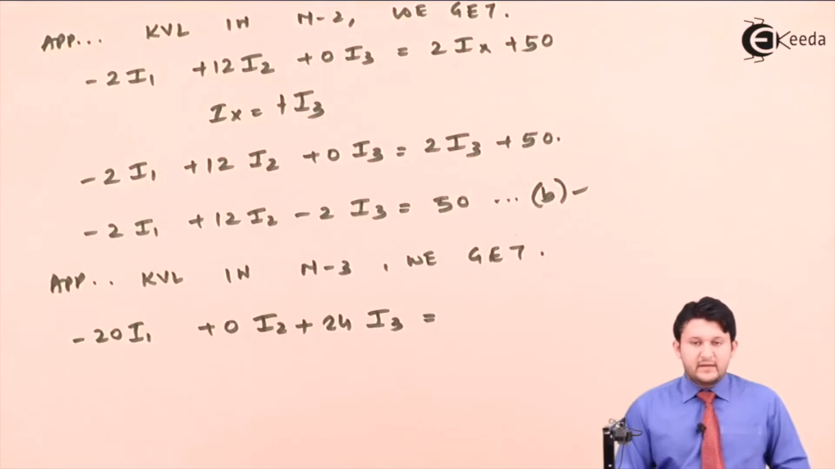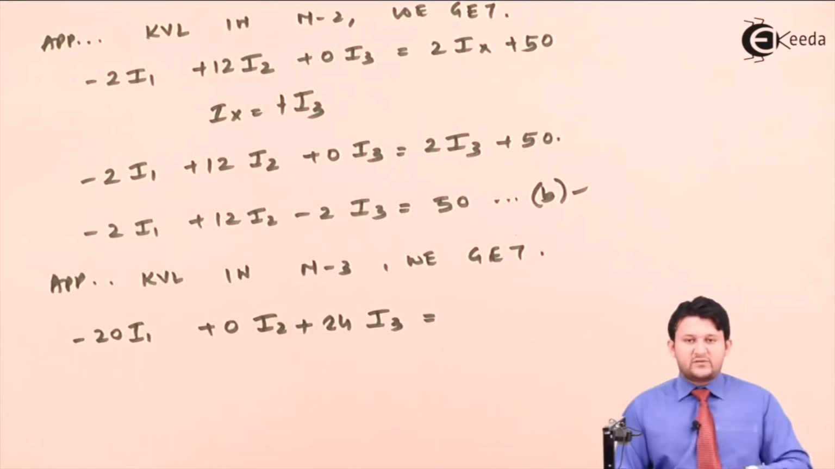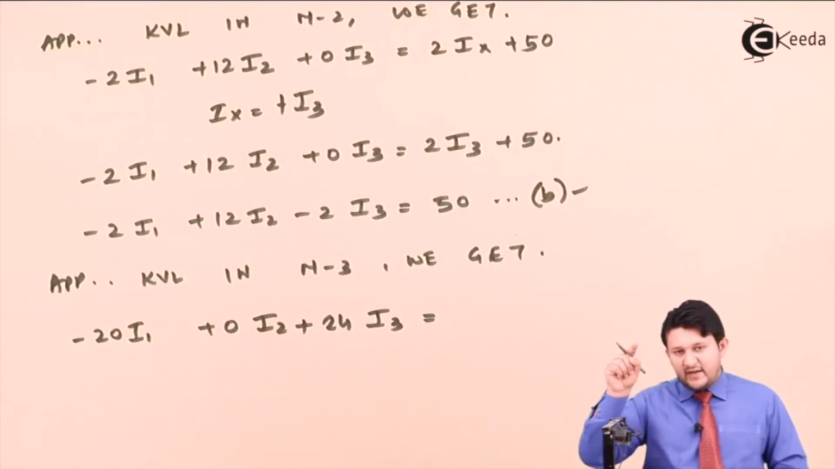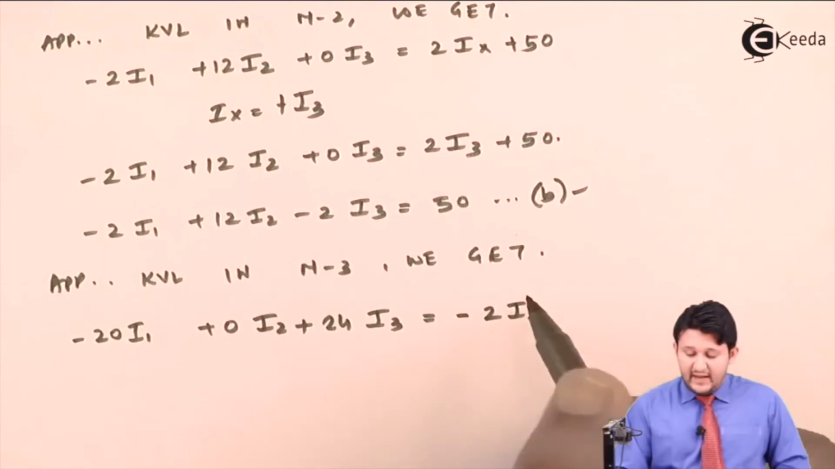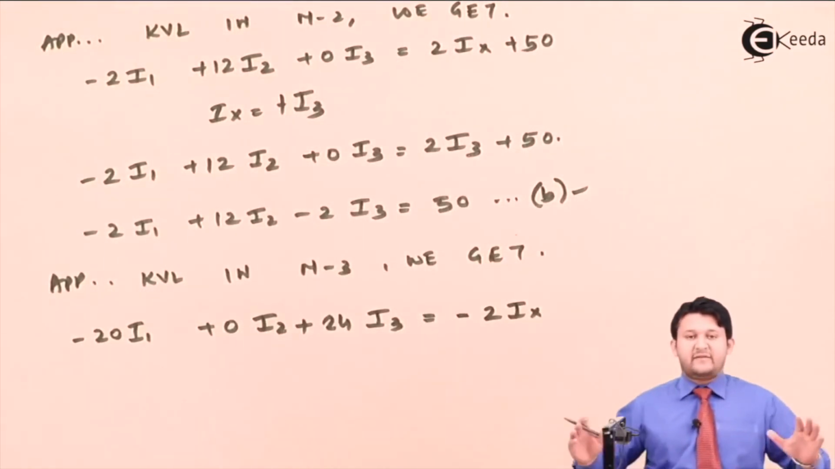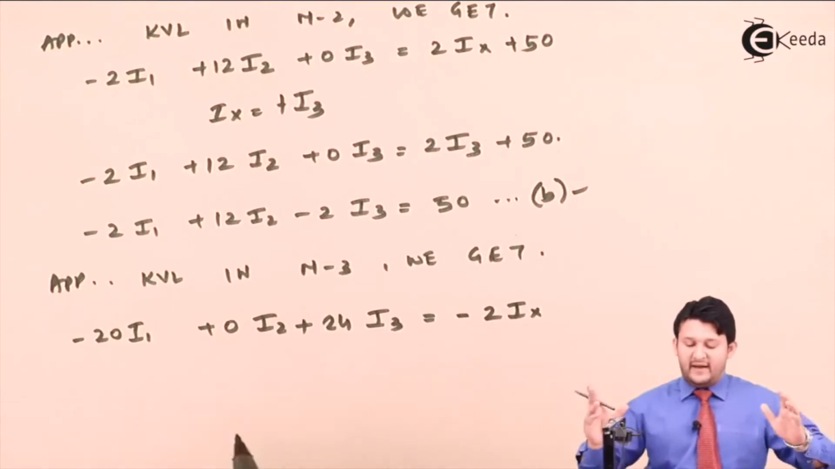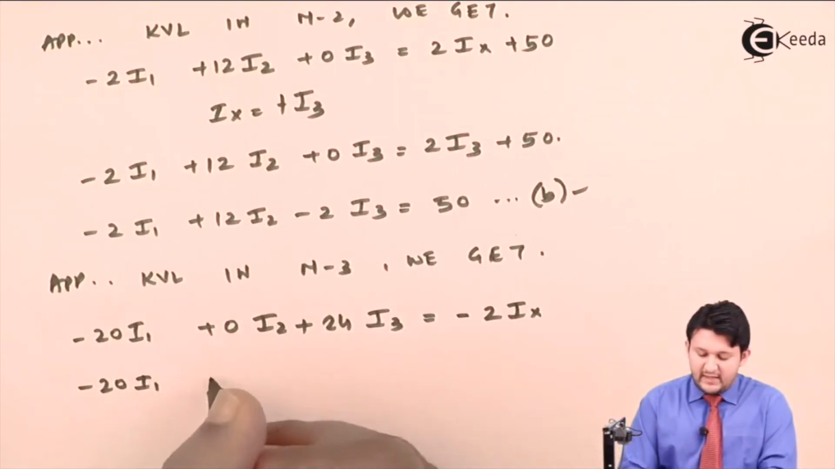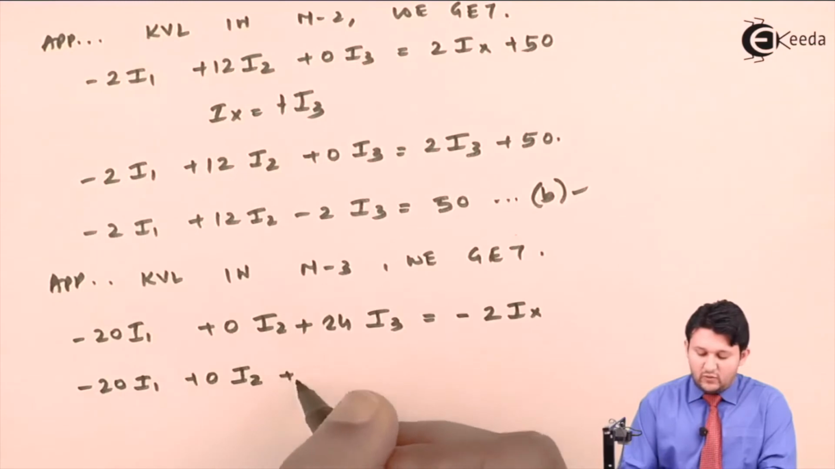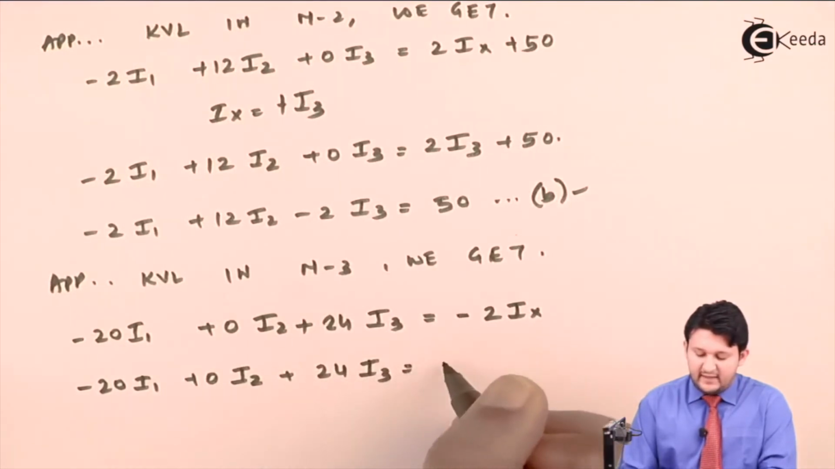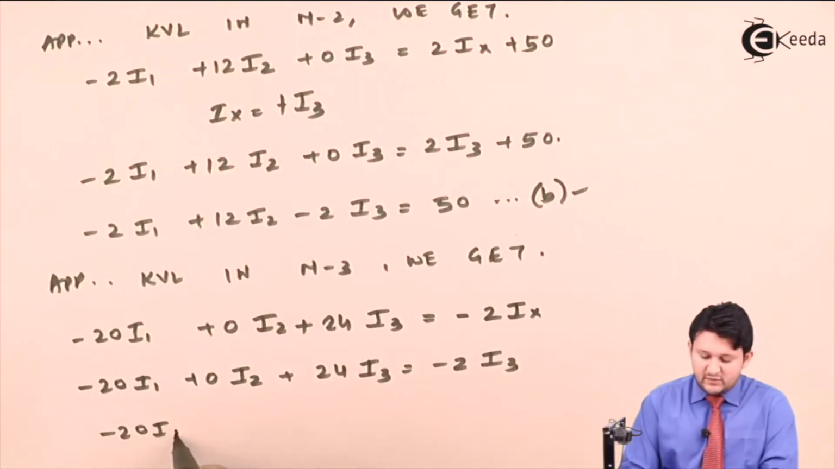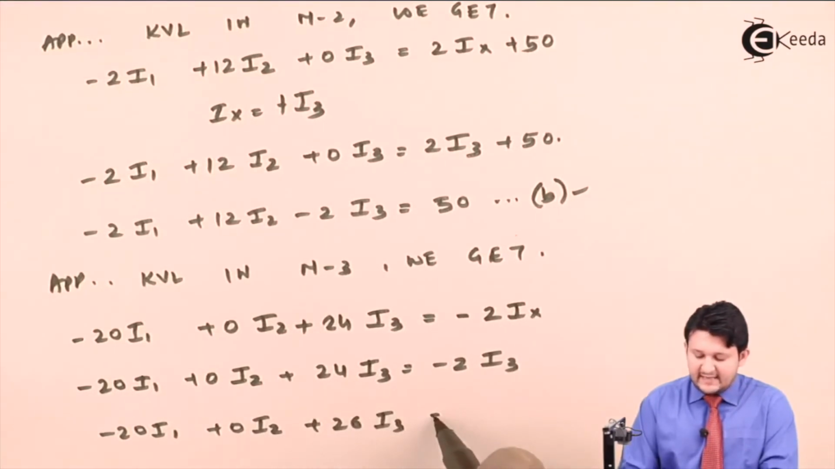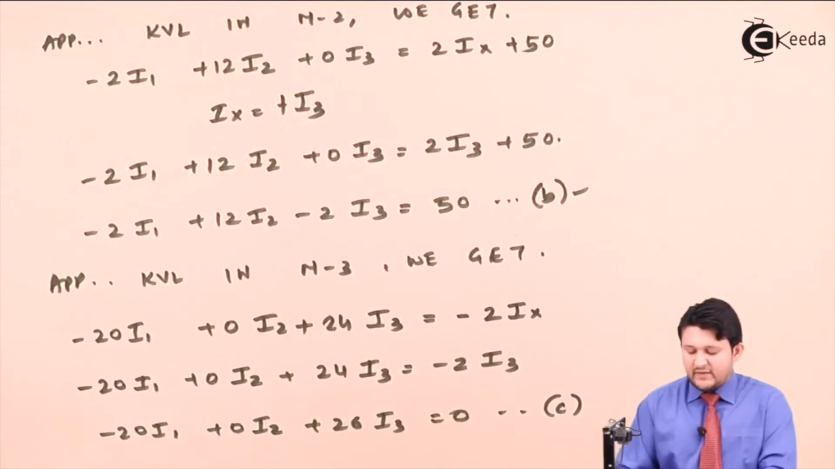So equal. In mesh 3, you will be having one voltage source, that is nothing but your dependent voltage source. The I3 enters into positive, where sign will be negative, minus 2Ix. Ix is nothing but equal to I3, because as said, everything should be in terms of I1, I2 and I3. So this will be minus 20 I1, this will be 0 I2, this will be plus 24 I3, this will be minus 2 I3. Shift this side, this will be minus 20 I1, 0 I2, this will be 22 I3, this will be 0. That will be equation number 3.